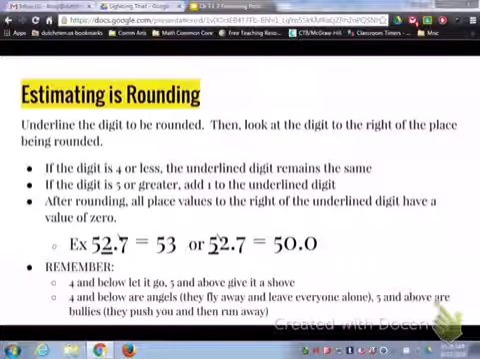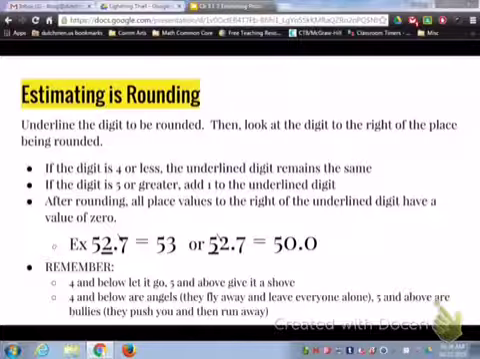If the digit is 4 or less, the underlined digit remains the same. If the digit is 5 or greater, you add 1 to the underlined digit. After rounding, all place values to the right of the underlined digit go to 0.